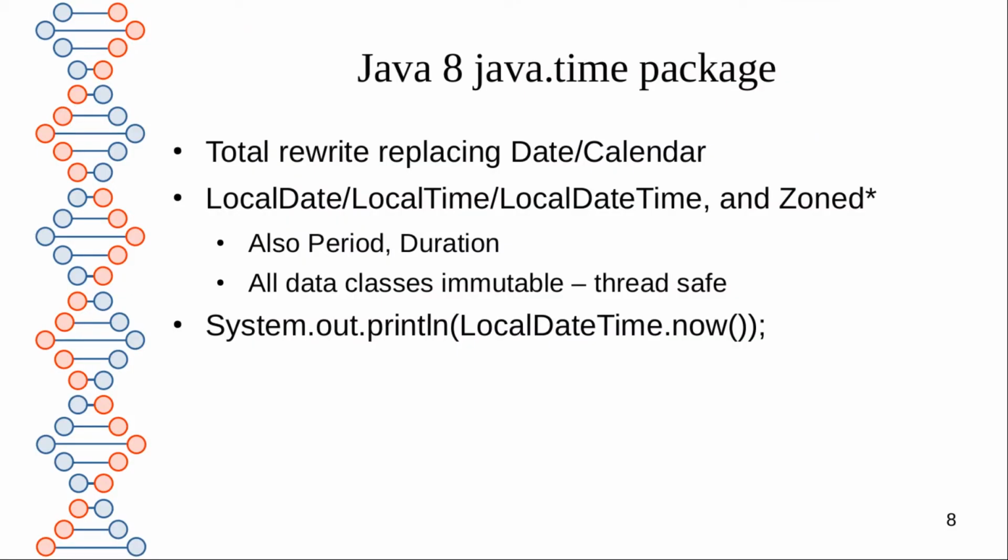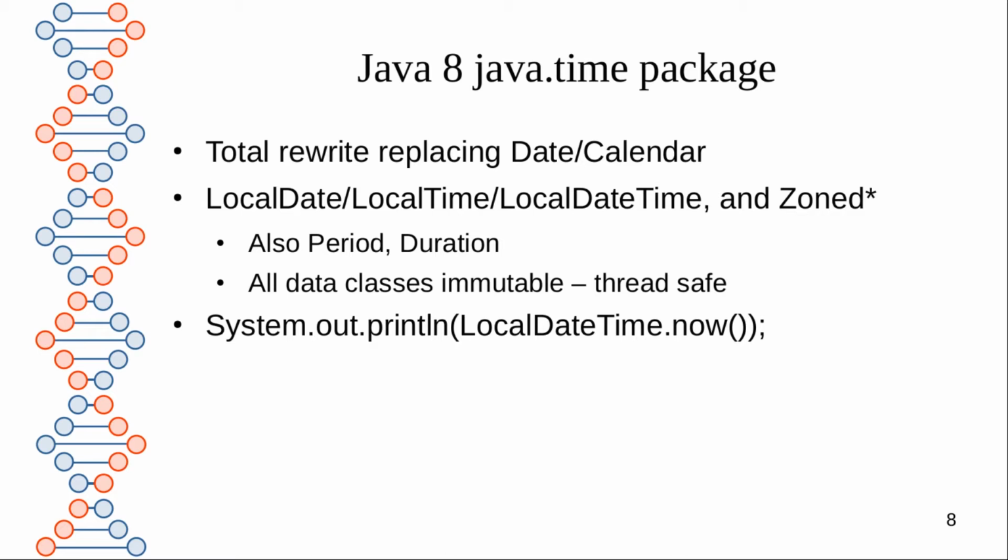Some of the main classes are LocalDate, LocalTime, and LocalDateTime, which are, of course, the year, month, day, and the hour, minute, seconds, either independently or together. The three local ones do not have any time zone information associated with them, so they're good for just simple calculations. There's also the equivalent ZonedDate, ZonedTime, ZonedDateTime, and so on, which do have a time zone. And there's also Period and Duration, which are time intervals.